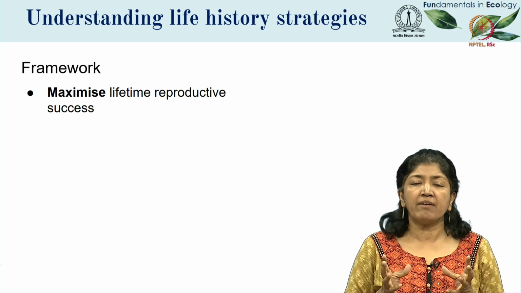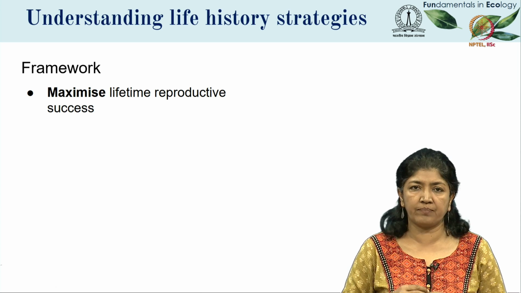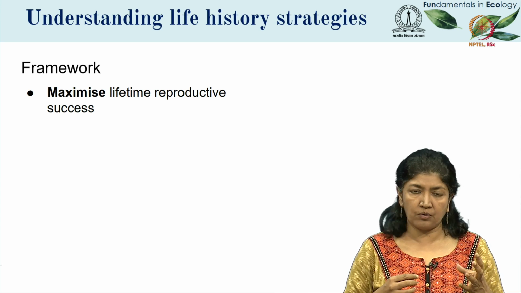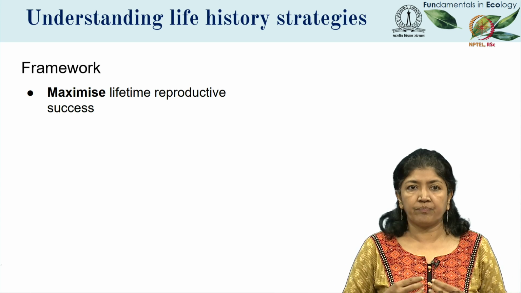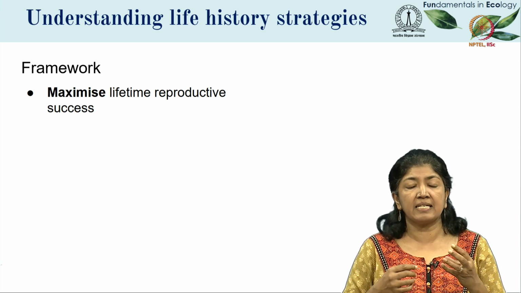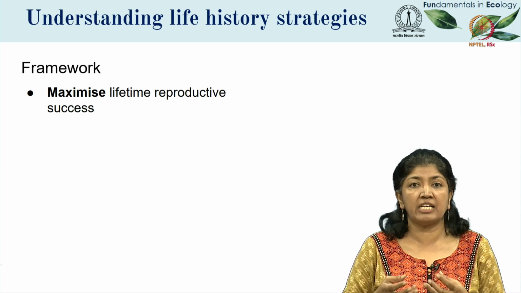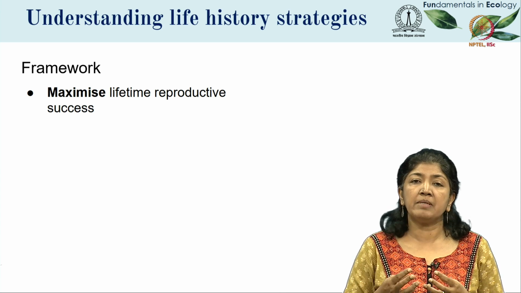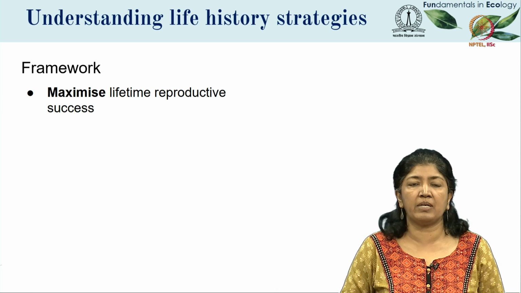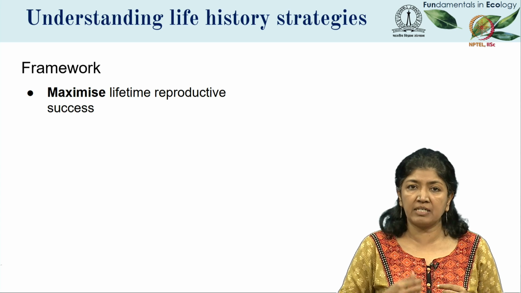So, to understand life history strategies, the framework that we have available is as follows. First of all, as was already introduced to you a couple of lectures ago, natural selection works to maximize lifetime reproductive success. That is, variants that produce the most copies for future generations with the heritable basis, those variants will increase in frequency and spread in a population. So, natural selection works to maximize lifetime reproductive success.